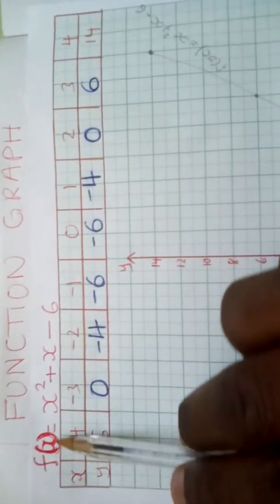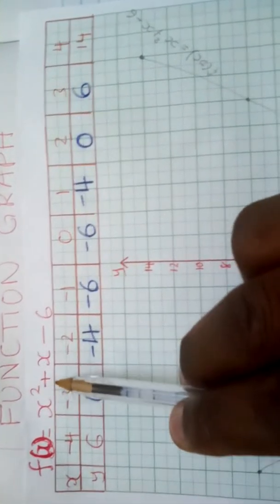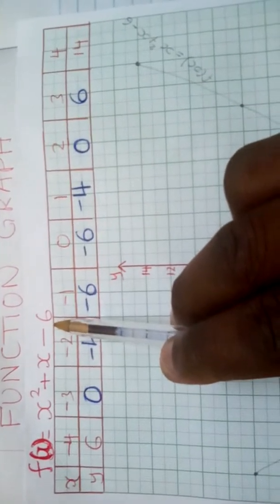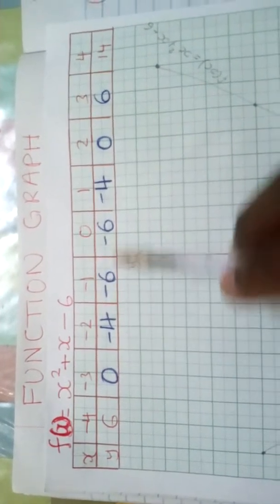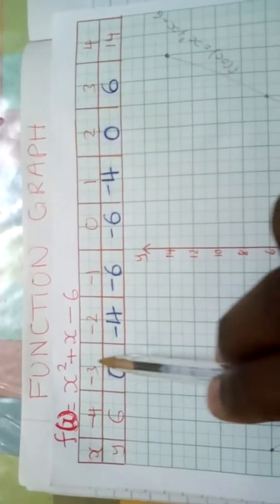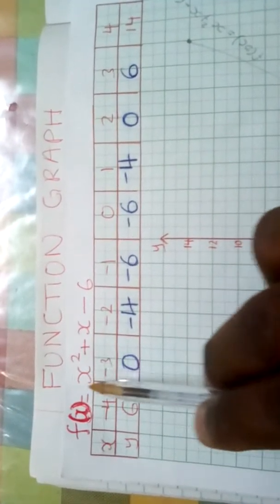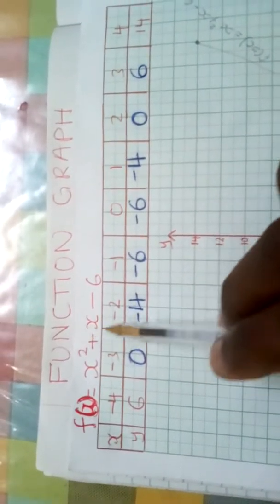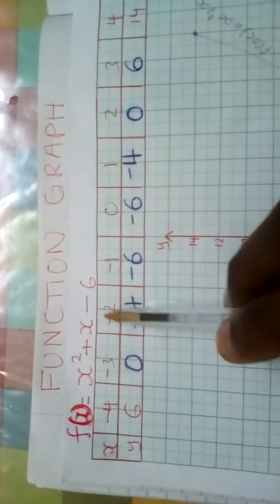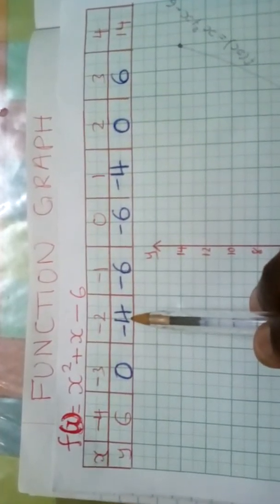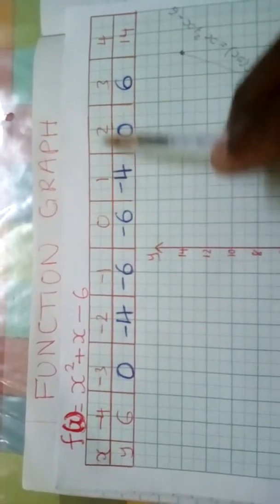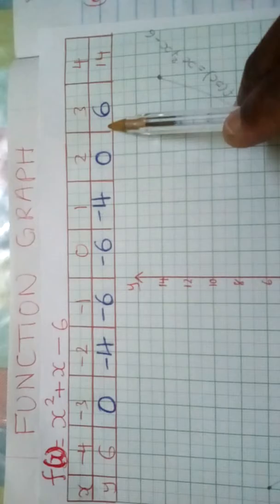Now, let's look at this example clearly. We are given the function f(x) = x² + x − 6. Using this function, we can fill all the values here. For example, minus 3, we shall substitute in the place of x. Then when we solve, we get 0. In the same way, we substitute minus 2 in the place of x and we get negative 4. And we shall continue until we get all the values.